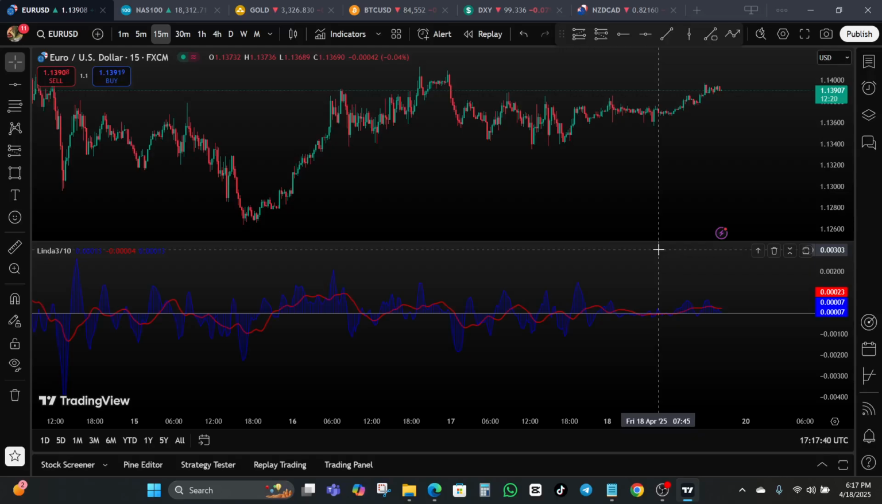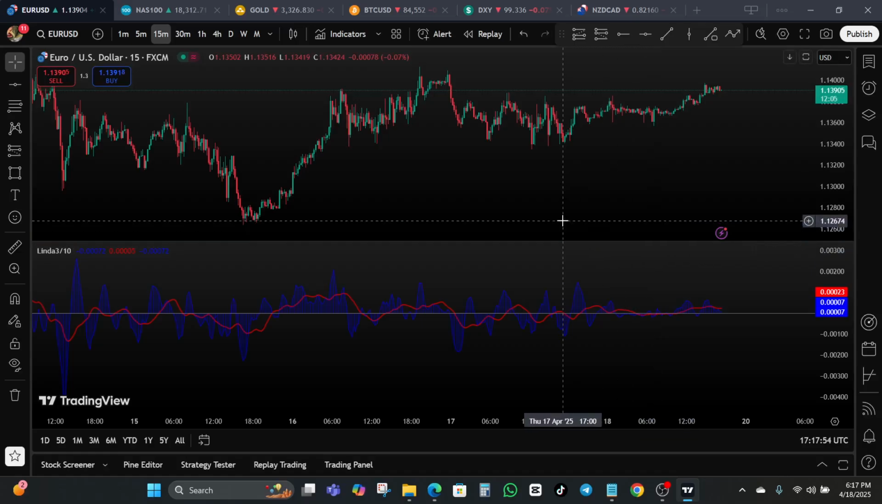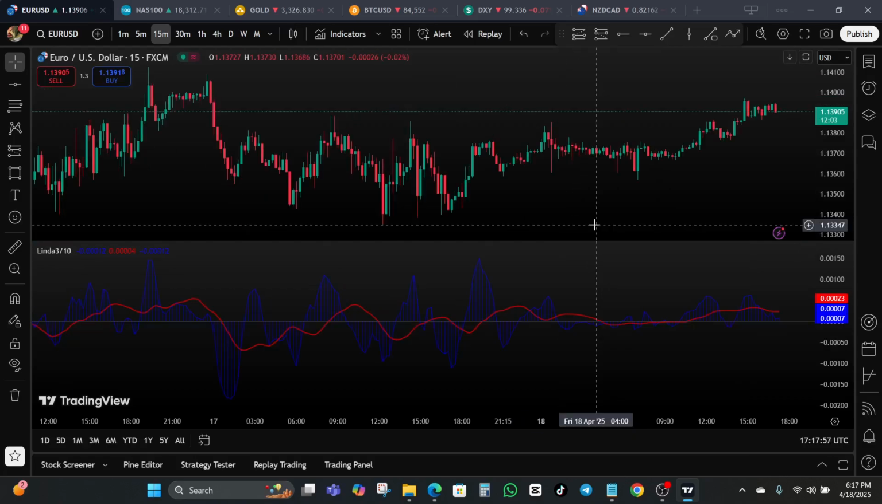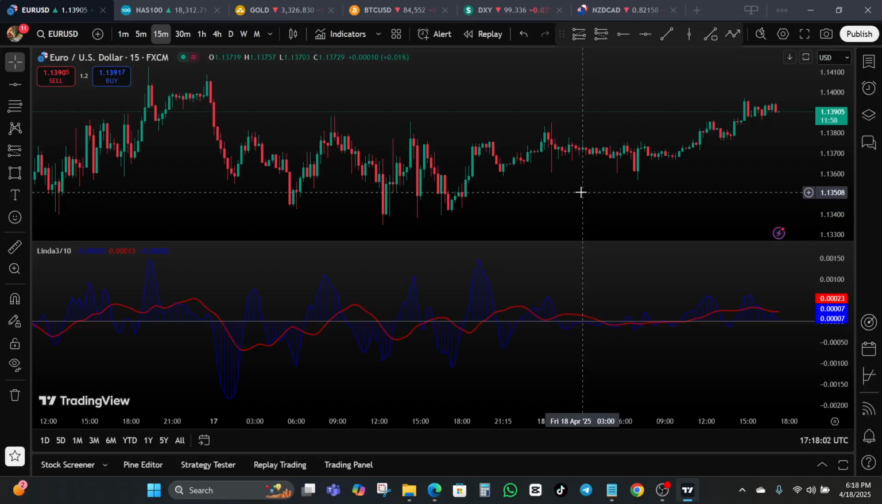Linda Raschke took the traditional moving average convergence divergence and gave it a twist, one that is built for traders who want to capture momentum early, especially on the intraday and lower time frames. While the classic MACD uses the 12, 26, and 9 settings, Linda Raschke's version sharpens the response time by adjusting the parameters to 3, 10, and 16.